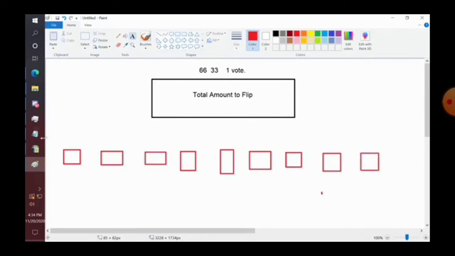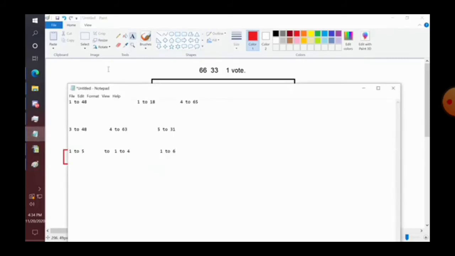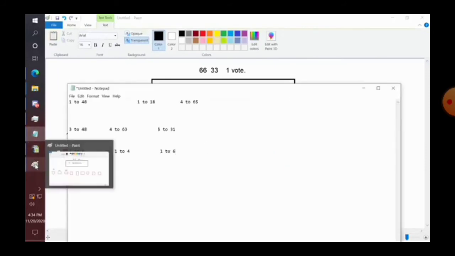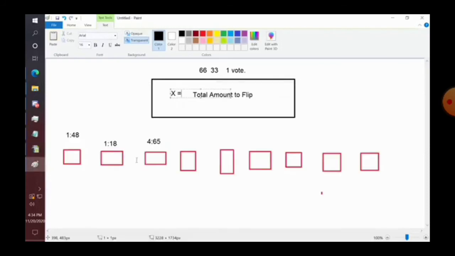So it says, we're going to take a certain ratio. So this box will have a 1 to 48 ratio of ballots. I'm just going to make the numbers up because I don't want to keep going back to the machine too much. 4 to 65. X equals total amount to flip. Actually, we'll just read them all. 3 to 48, 4 to 63.